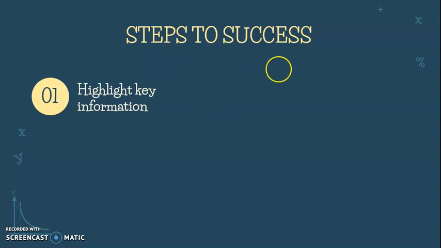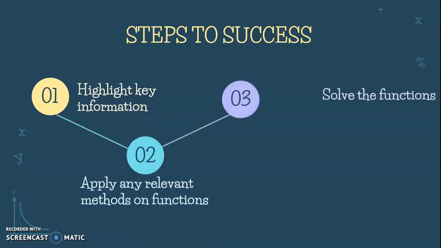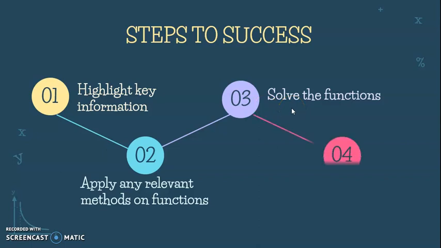Next, these are the steps you need to apply in order for you to solve the function. First, you have to highlight any key information from the question. Then, you need to apply any relevant methods in order to solve the function. The third step is that you have to solve the function. And lastly, you always have to double check your working and answer.